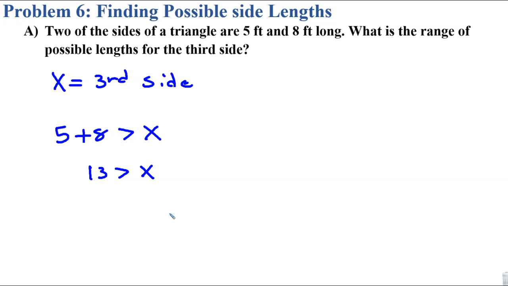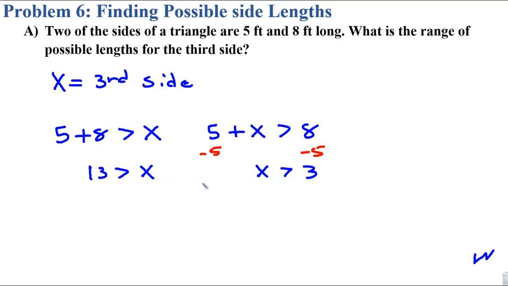I also want to figure out a minimum, though. So what I'll do with that is I'll take the smaller of the two sides I have, the 5, and we'll add it to the X. We'll say 5 plus X has to be greater than 8. And that leaves me with a pretty simple inequality to solve. We want to figure out what X has to be greater than. To do that, I'll just subtract 5 from both sides. So we could say X is greater than 3.